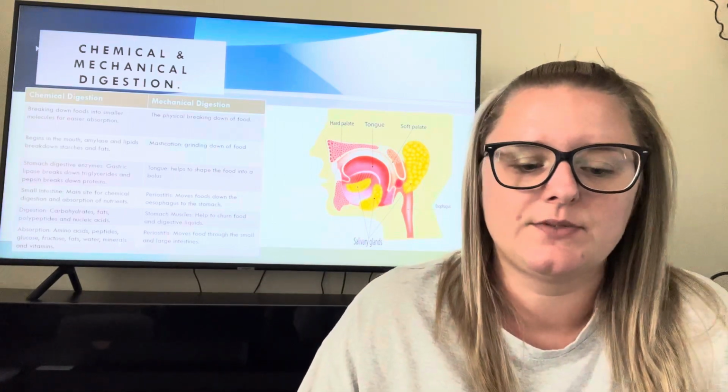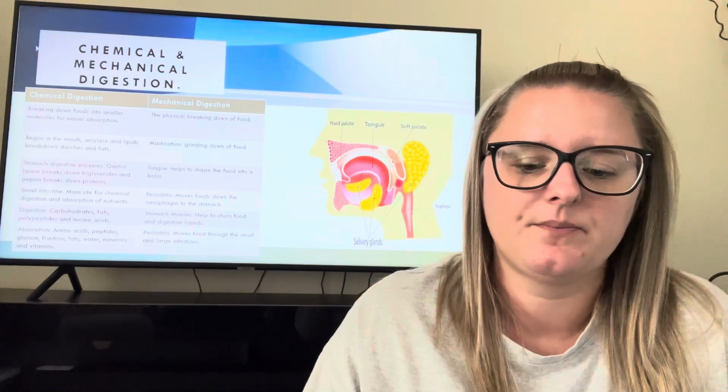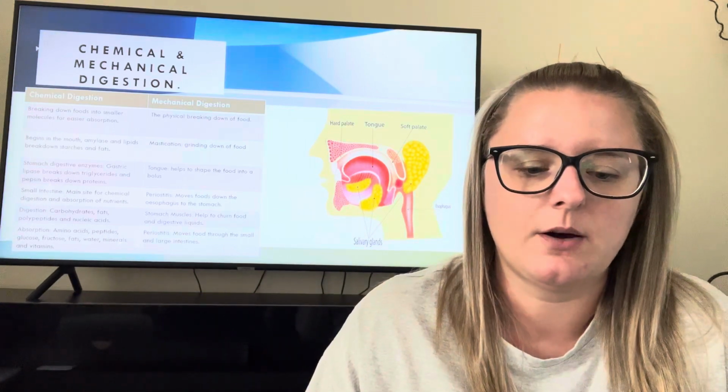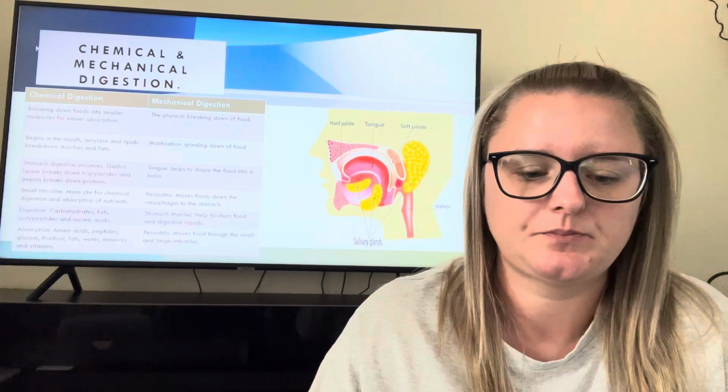One of the major sites for chemical digestion is the small intestine. This is where the nutrients are absorbed, such as amino acids, glucose and peptides.